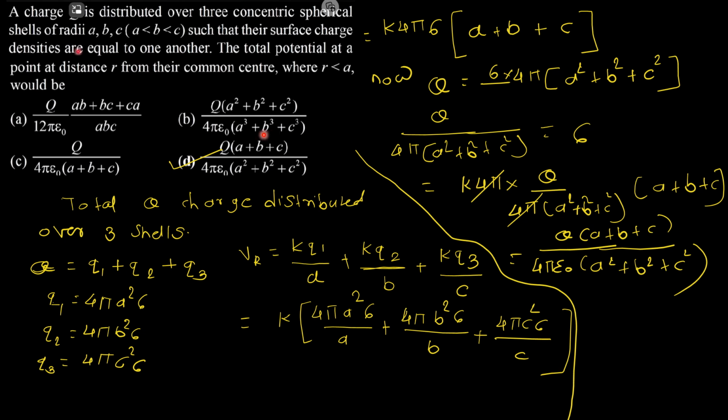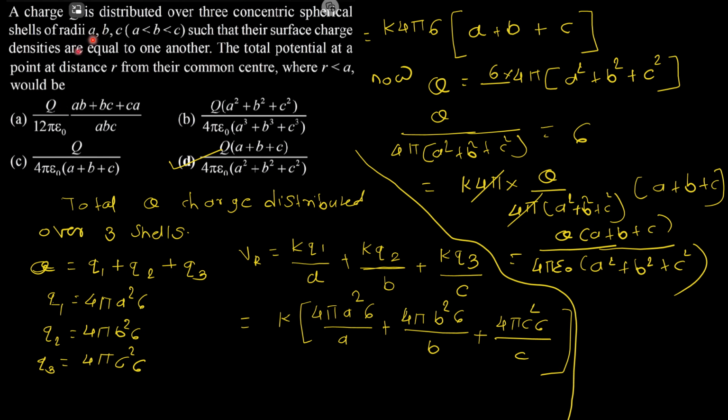Here you can see three concentric shells having radii a, b, and c, and the point is located at a distance r which is less than a. That means it is located inside the innermost shell.